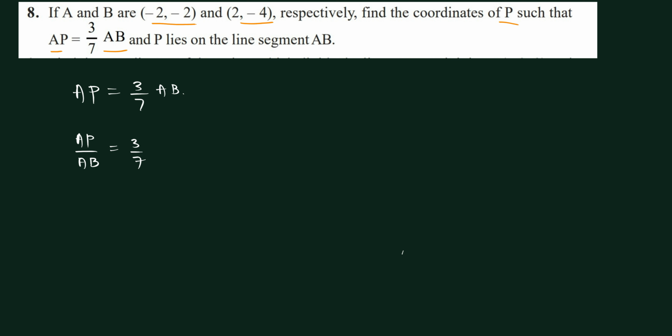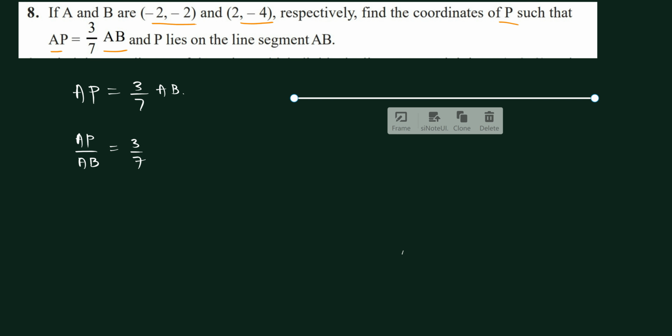Don't touch this. Here AP you make into 3 equal parts, and AB you make into 7 equal parts. Listen. So this is A and this is B. So what is AB? AB is 7 equal parts and AP is 3 equal parts. The line's endpoints are A and B. You make it 7 equal parts: 1, 2, 3, 4, 5, 6 and that is 7. So we made 7 equal parts.